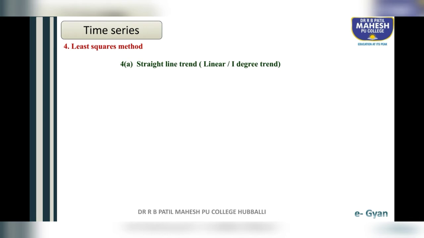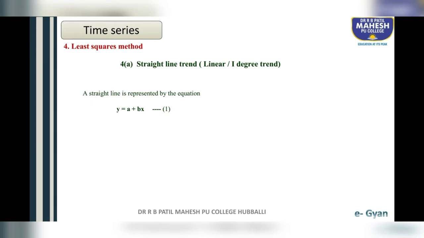Students, in least squares method in total we have three methods. So I am going to discuss the first method, that is fitting of straight line trend. It is also called a linear equation or first degree trend. A straight line is represented by the equation y is equal to a plus bx.